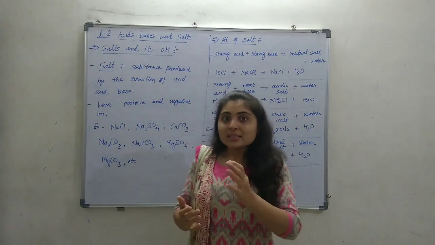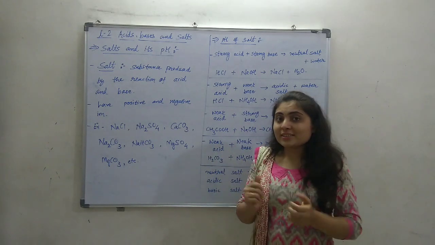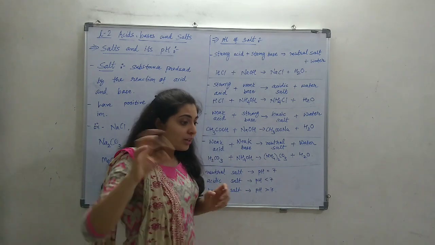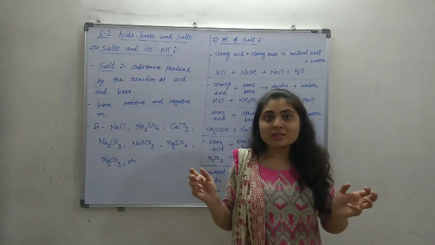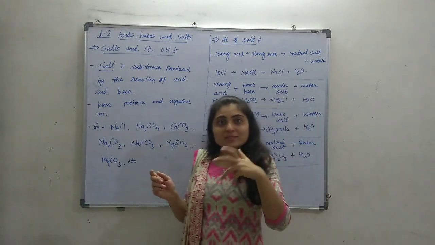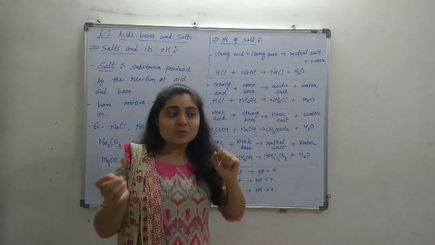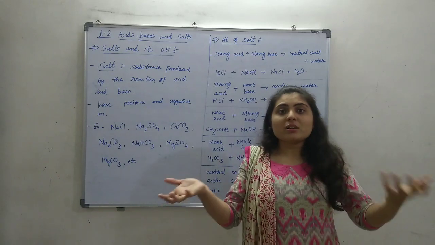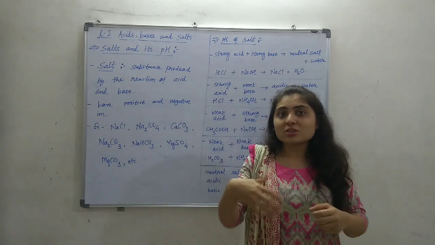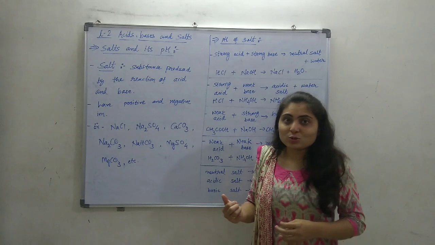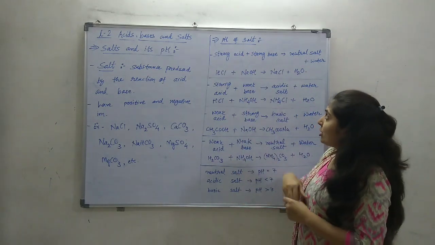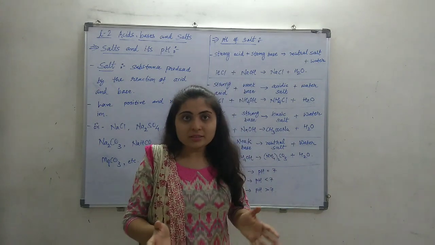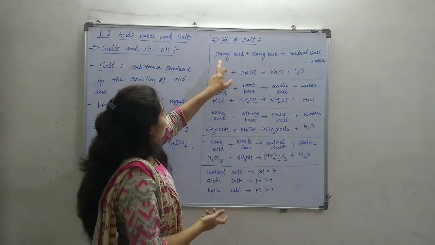Not necessarily. See, salts are formed from acid and base, and there are two types of acid and base: strong acid and weak acid, strong base and weak base. When these strong and weak acids and bases react with each other, what we get as a salt is shown here. So the pH of the salt is not always 7, right? When will it be 7, let us see.